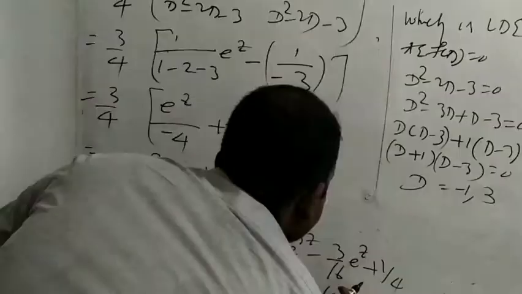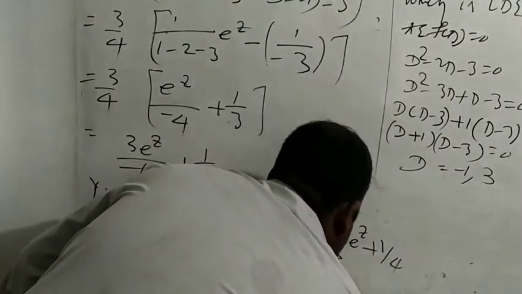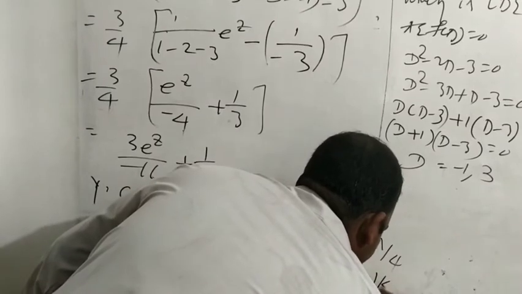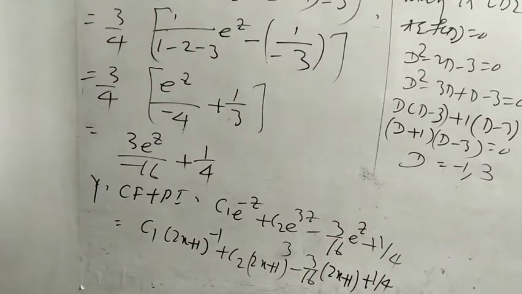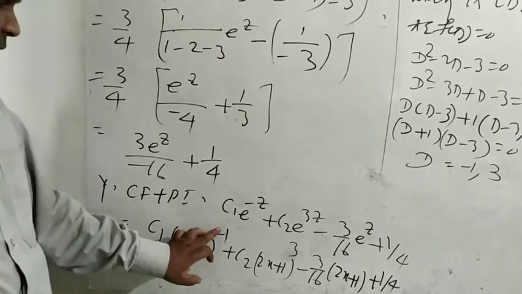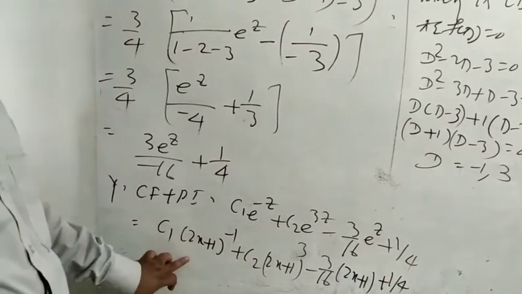What is the value of e raised to z? E raised to z is 2x plus 1, plus 1 by 4. So this is (2x plus 1) raised to minus 1, meaning C1 upon 2x plus 1 also you can write.